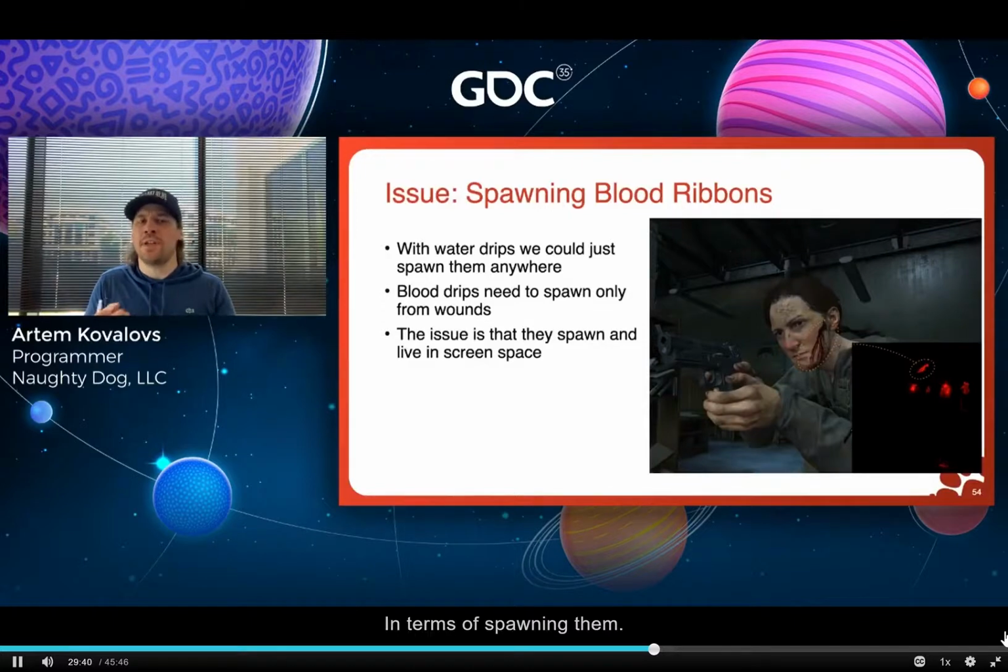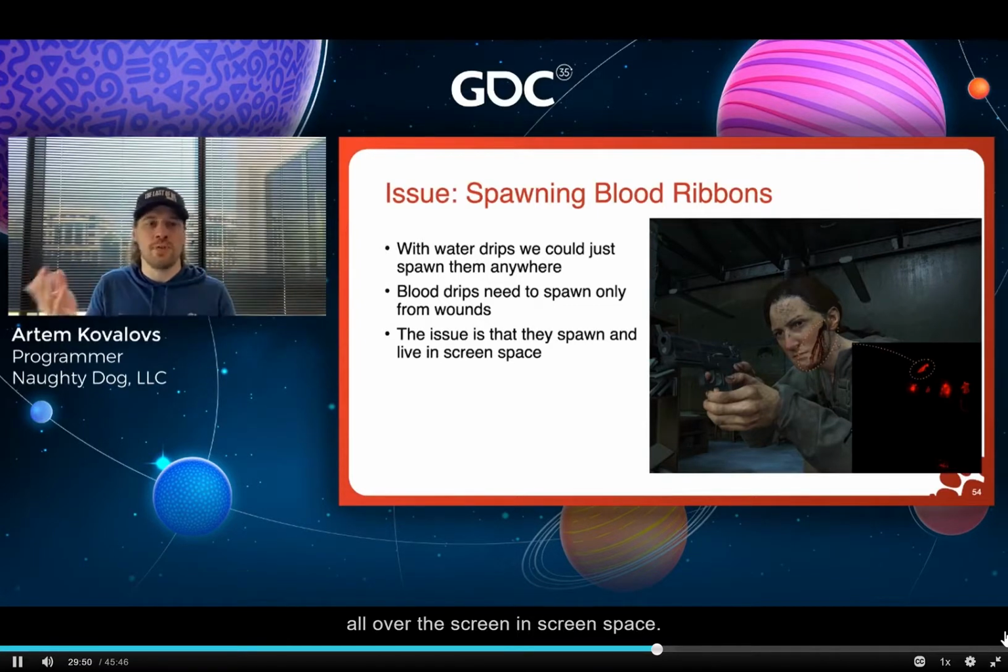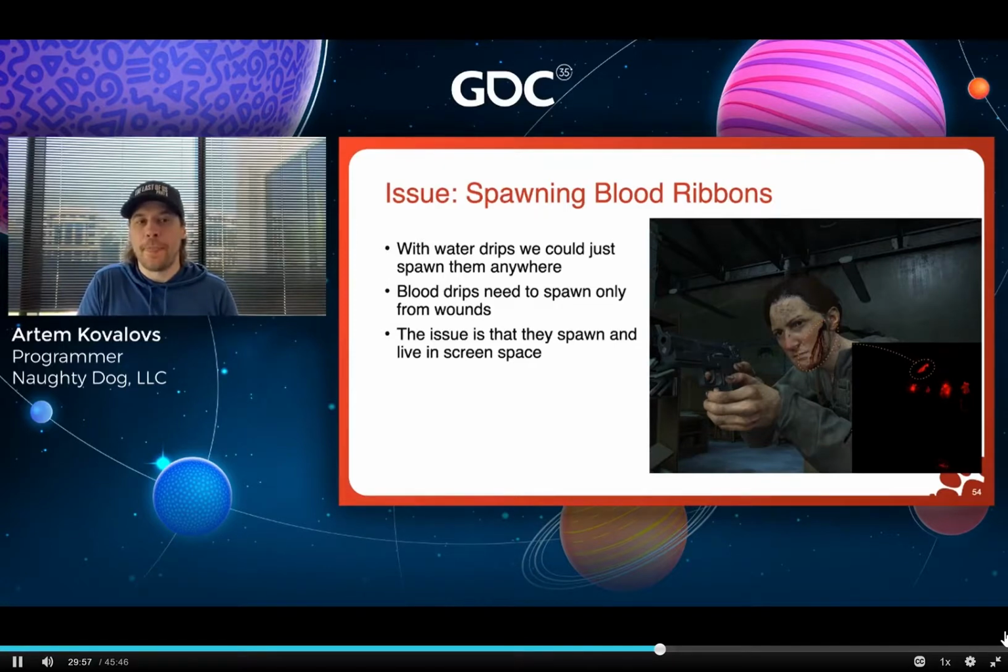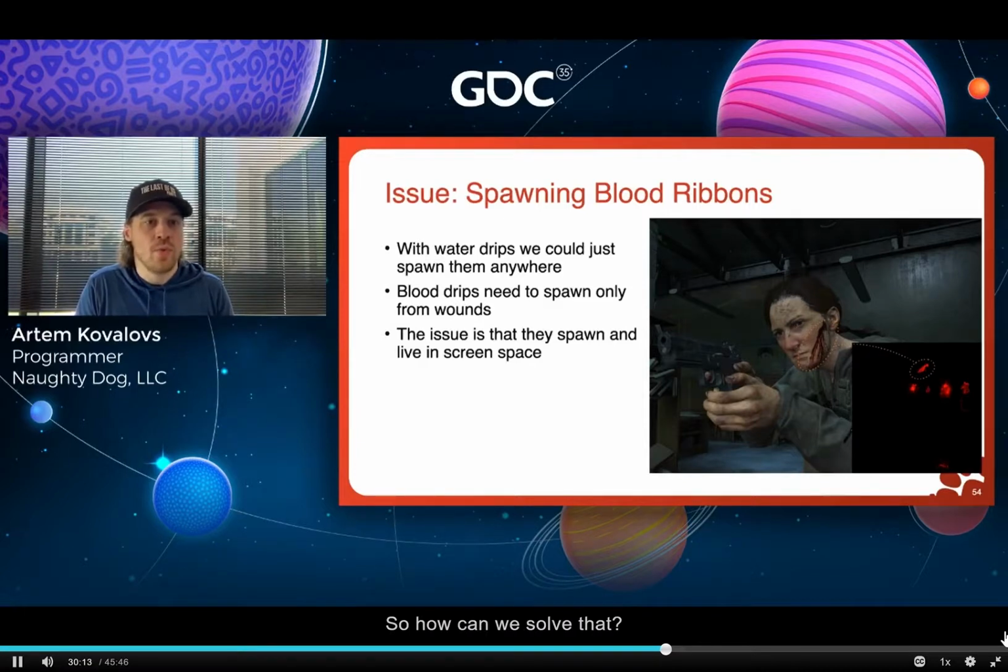In terms of spawning them, right? We haven't talked about spawning. So with the rain splashes and rain drips, we were just sampling all over the screen space, and then based on some probabilities, just spawning them, right? In this case, we cannot just spawn blood ribbons anywhere. If there's an original cut there, we want the blood to only drip from that cut. We don't want blood spawning in locations that are not bloody. So how can we solve that?